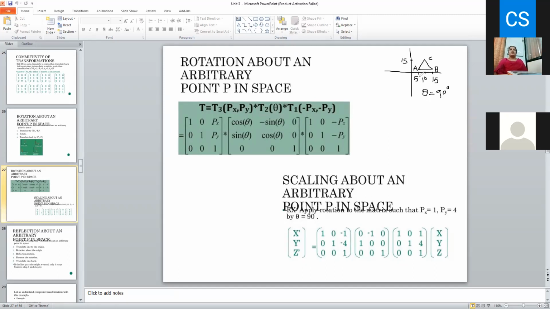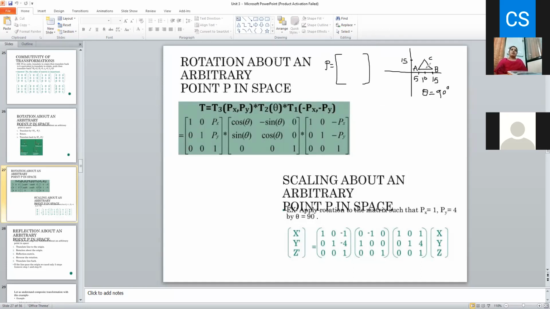Then can you tell me the P matrix? P is your original matrix. Remember, you have to use the homogeneous coordinate system because here the translation is required. And that's why every two-dimensional 2x2 matrix should be converted into 3x3.